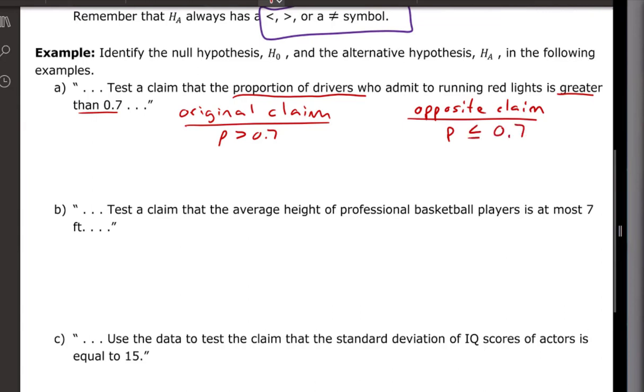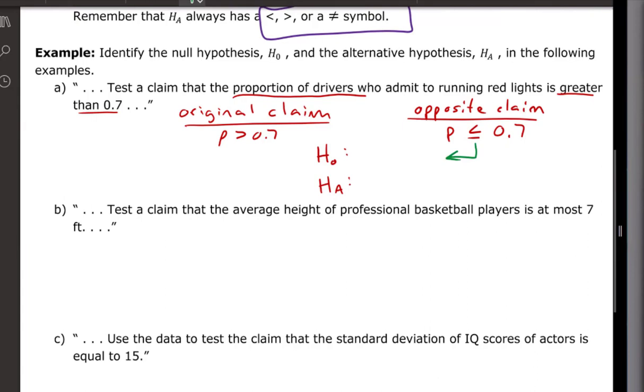Okay, and now you are actually ready to set up your null and alternative, which is what the problem is asking us to do from the information that we have. Which one is going to be your null? Well, the null is the one that has the equal. The original, or the opposite claim here, has the equal sign.